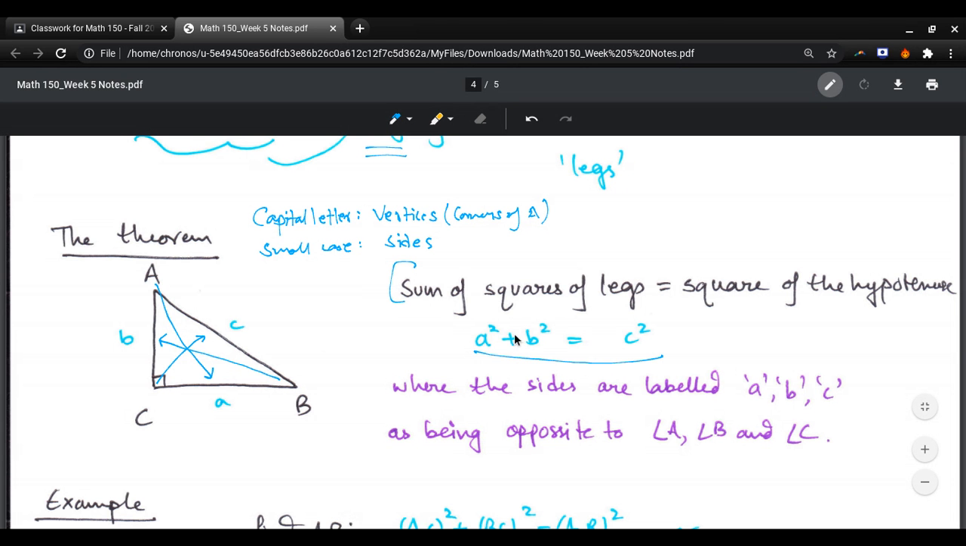But that depends on the labels A, B, and C, right? So the more accurate form is that the sum of the squares of the legs of a right triangle equals the square of the hypotenuse.